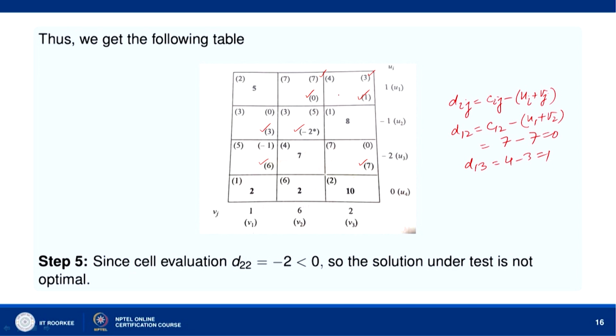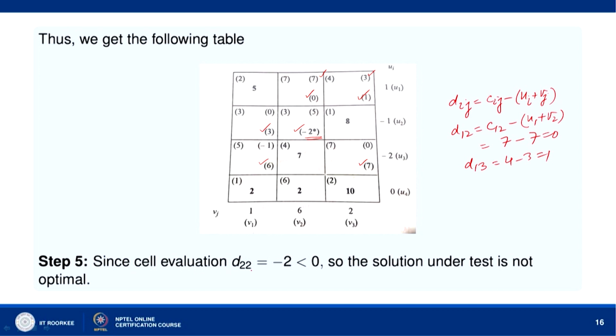Now, let us check their sign. Here Dij is 0, here Dij is 1, here it is 3, here it is minus 2, here it is 6, here it is 7. So, there is one Dij which is negative. If Dij is less than 0 for at least one ij, then the solution obtained is not optimal. And we have to then proceed further.